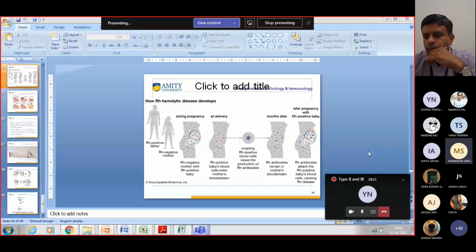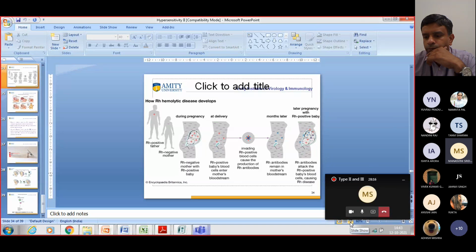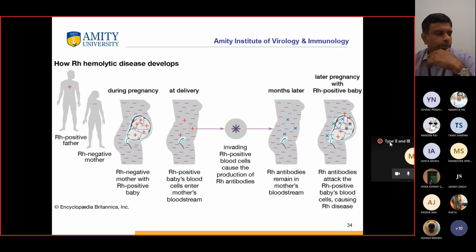I think I would like some student to explain this with the help of this image. Anyone want to explain this? I'll just show you the image. So who wants to explain this image? Yes, Manaswini. Okay, now let me just share the screen. Okay, sir. Yes, Manaswini, you can explain this.